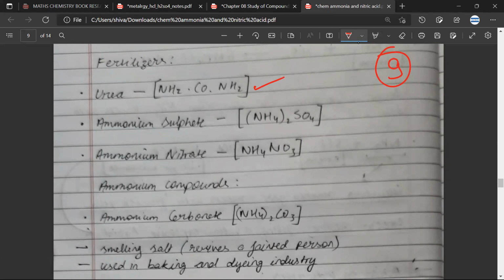It is also used in fertilizers. This is the formula: urea, ammonium sulfate, ammonium nitrate. The formulas are mentioned over here.